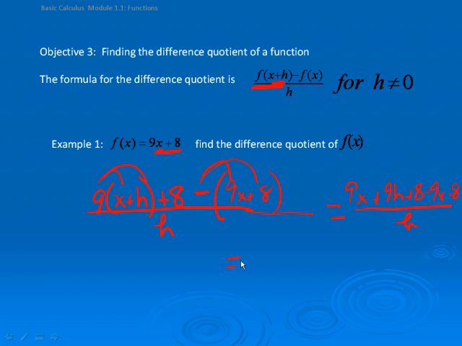And that will give me, notice that the two 9x's are going to cancel. And notice that the 8's also cancel, the negative 8 and the positive 8, which will give me 9h on top over h on bottom. And notice that these h's will cancel, which will give me 9. And so my difference quotient will give me 9.